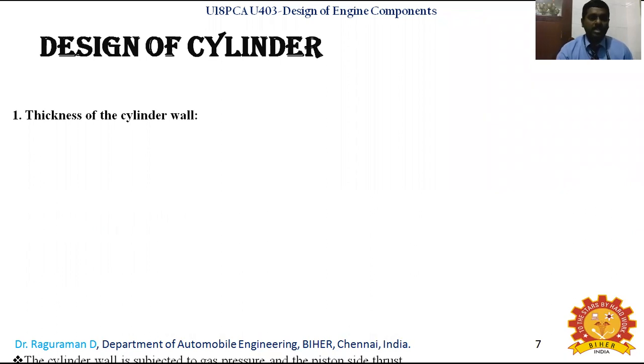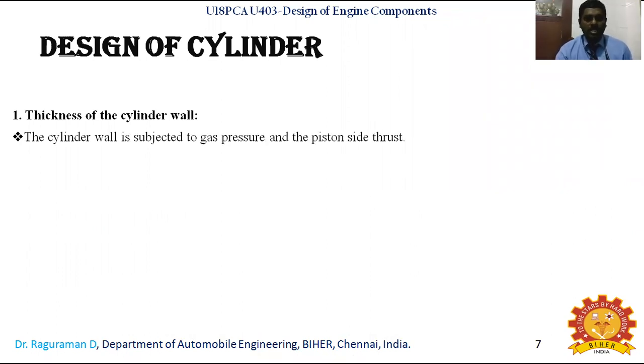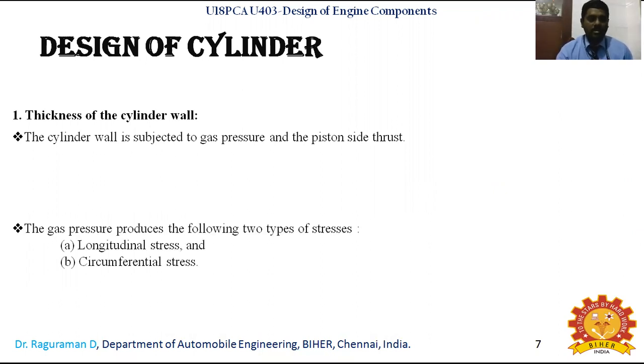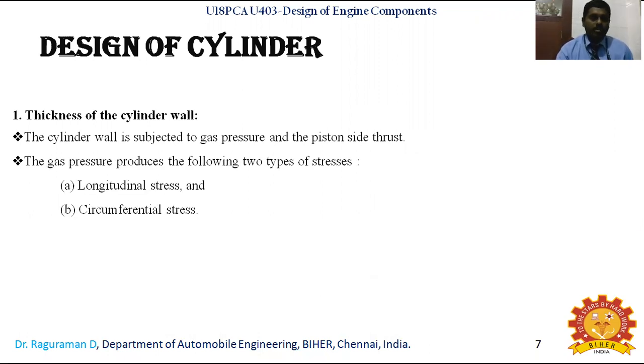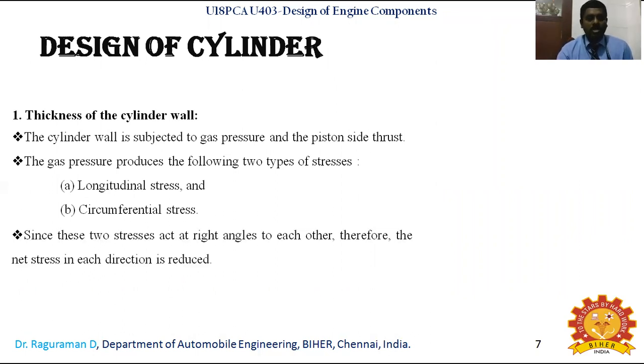First is the thickness of the cylinder wall. The cylinder wall will be subjected to gas pressure and the piston side thrust. The gas pressure produces two types of stresses: longitudinal stress and circumferential stress. Since these two stresses act at right angles to each other, the net stress in each direction is reduced.